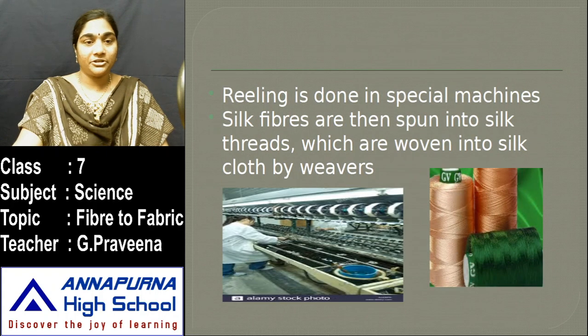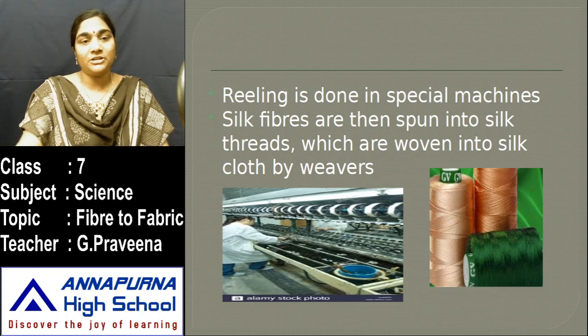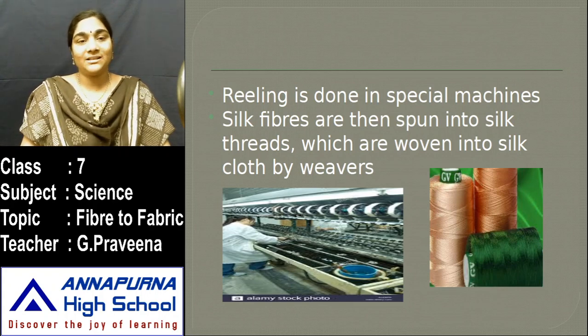In the picture you can see how the process of reeling is done. Reeling is done in special machines. Silk fibers are then spun into silk threads, which are woven into silk cloth by weavers. As we all studied in 6th class, weaving is the process where they use two types of yarns, one which runs horizontal and the other which runs parallel, to make a fabric.